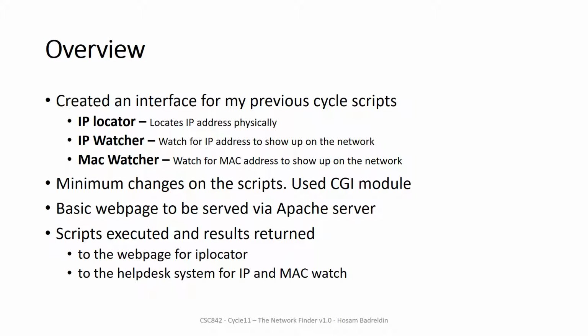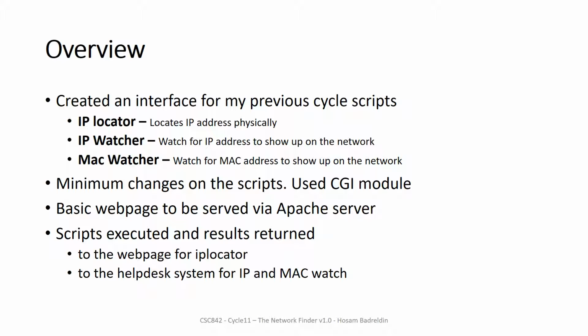The 3 tools I am including in the web interface are the IP locator, which basically you give an IP address, and then the script will crawl the network and find where that IP is plugged in: what device, what building, what campus, and so on. The other ones are the IP watcher and MAC watcher. These are the 2 scripts I use to watch for the presence of a specific IP address or MAC address for a lost or stolen laptop, or for any activity where police require us to watch something.